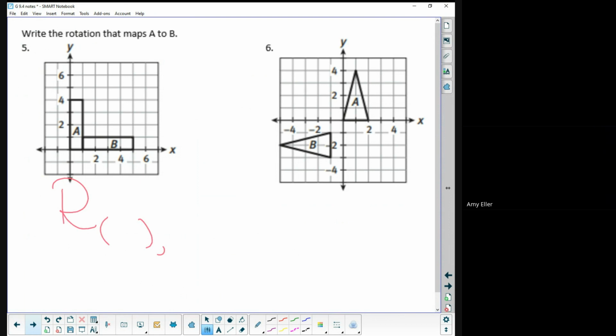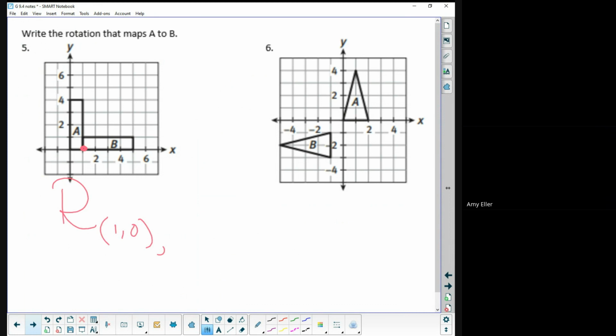What you want to look for is a point possibly that did not move. Does anybody see a point on A that did not move? What is it? (1, 0). Yeah, right here. That is the point of rotation because it didn't move.